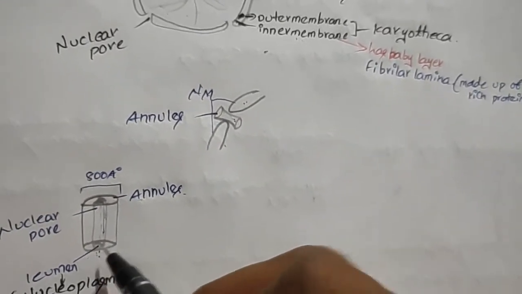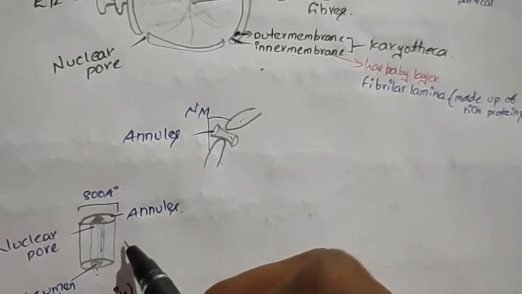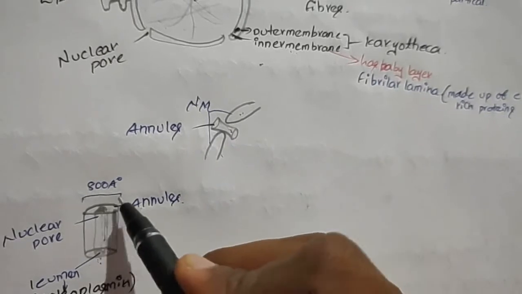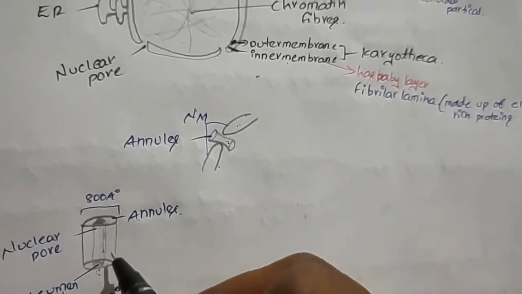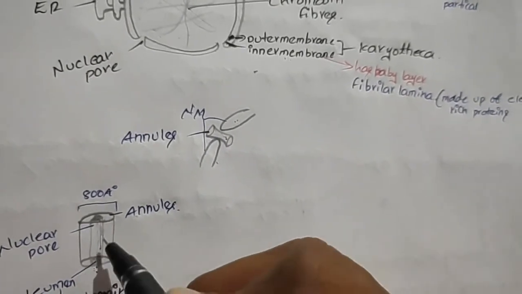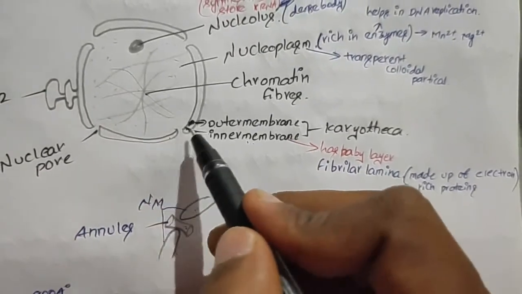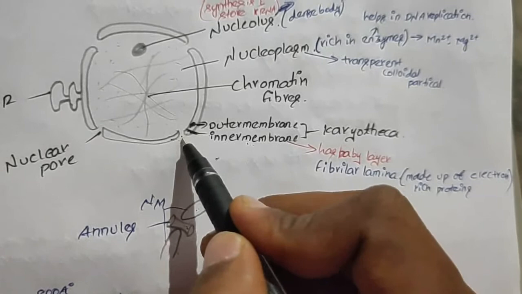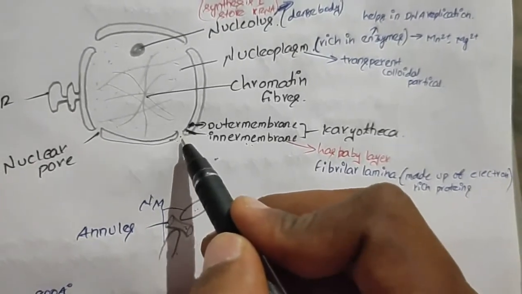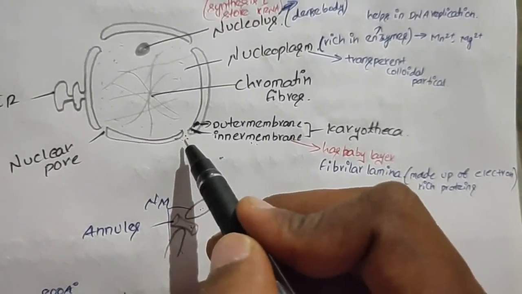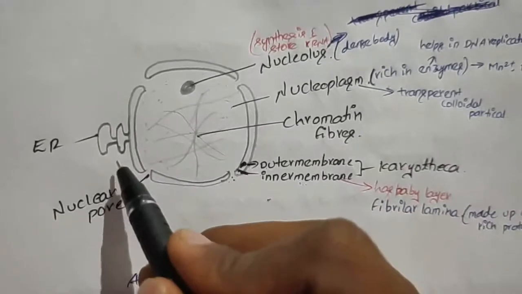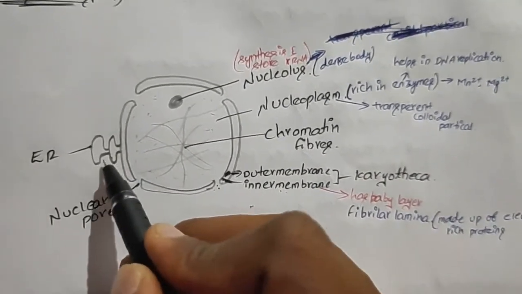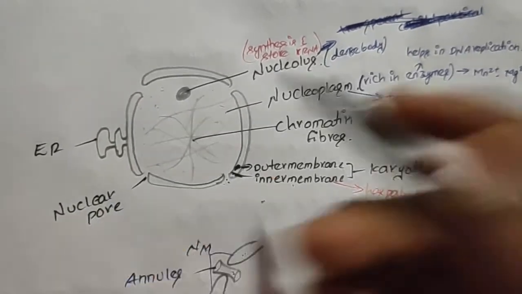Through this, the transfer of materials takes place between the cell and the nucleus. The diameter of this annulus is 800 angstroms. This complete structure is known as the nucleopore. The gap between these two nuclear membranes where the annulus is present is known as the nuclear pore. From this nuclear pore, the material transfer takes place. On the outer membrane of the nuclear membrane, at some places it gives rise to the endoplasmic reticulum.